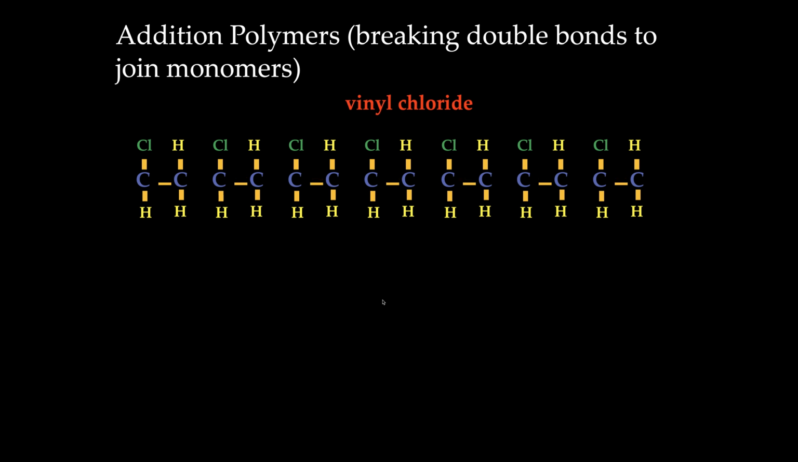Let's say we break those double bonds. This will give the carbons an extra bond to use to bond to each other. Now, instead of having vinyl chloride, we have polyvinyl chloride, which goes by its abbreviation PVC. We have, in this case, repeating units of this monomer right here, polyvinyl chloride.